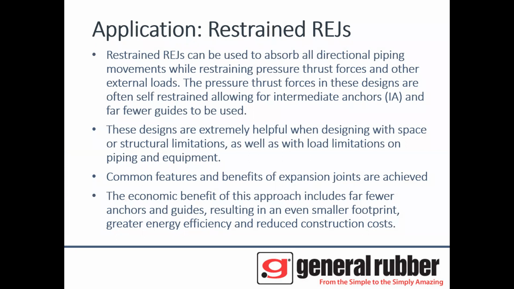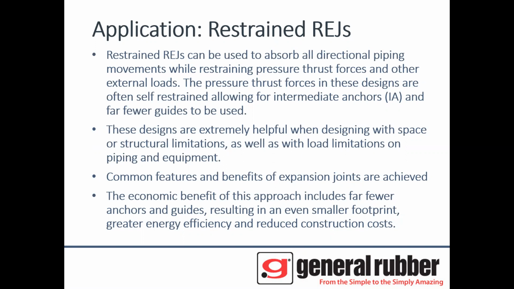Next, we'll look at applications utilizing restrained rubber expansion joints. Restrained rubber expansion joints can be used to absorb all directional pipe movements while restraining pressure thrust forces and other external loads. The pressure thrust force in these designs is often self-restrained, allowing for intermediate anchors and far fewer guides to be used. These designs are extremely helpful when designing with space or structural limitations, as well as with load limitations on piping and equipment.